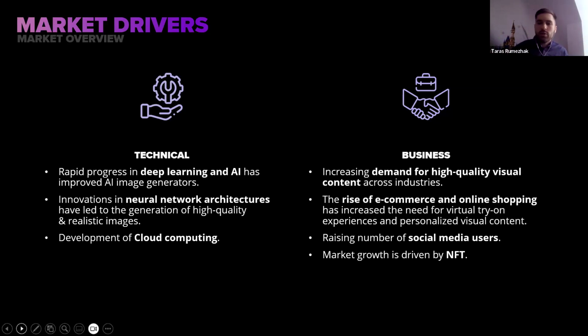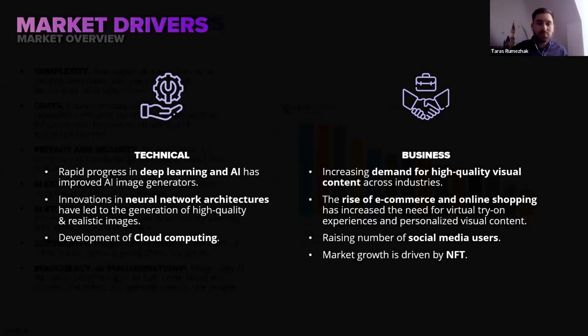E-commerce, online shopping as well, like with virtual try-ons and with social media users, NFTs. Not sure if it's still on the hype, but as well, this is a great push for GenAI. And there was just a meme startup of generating Pepe the Frog with Stable Diffusion, and they were selling NFTs, and they received a lot of money from that.